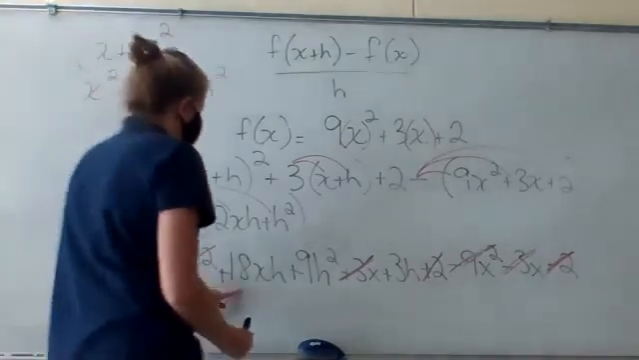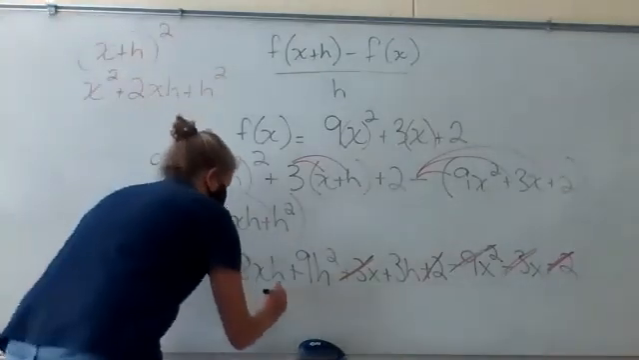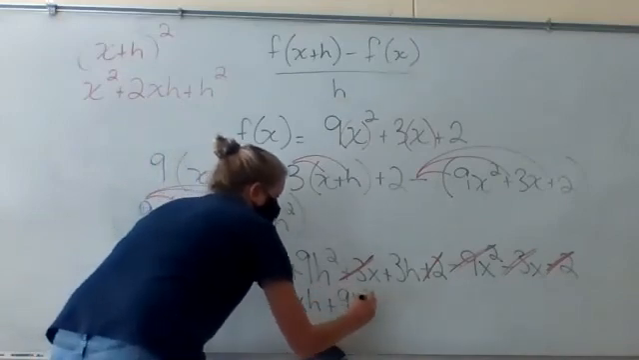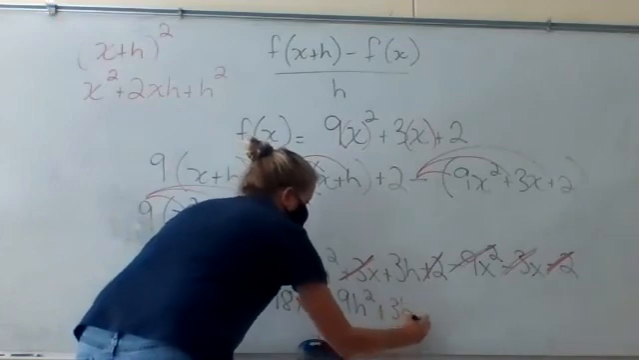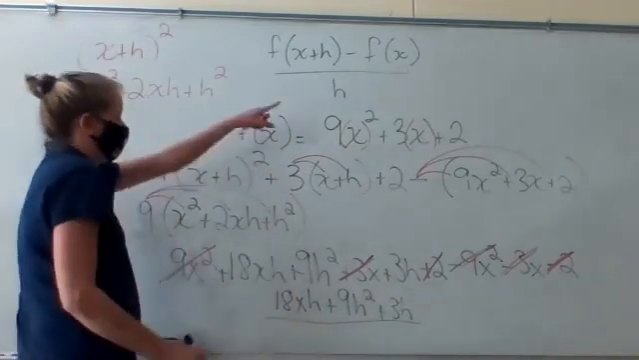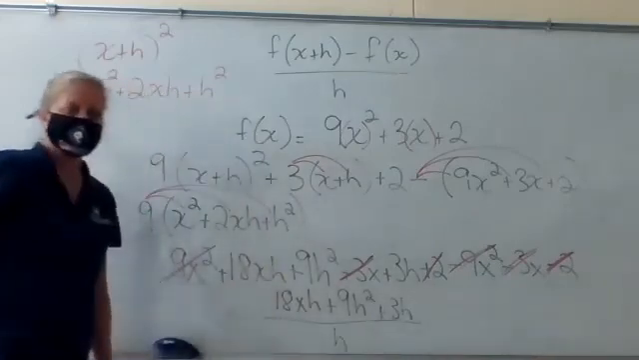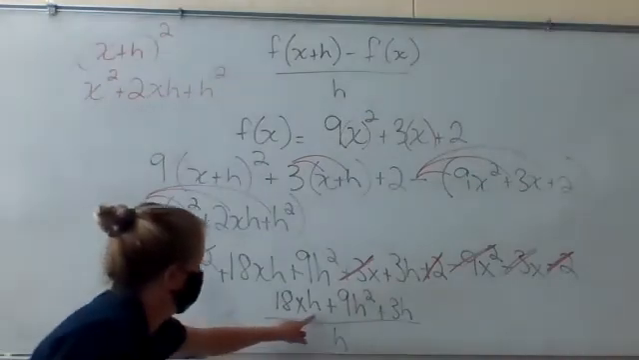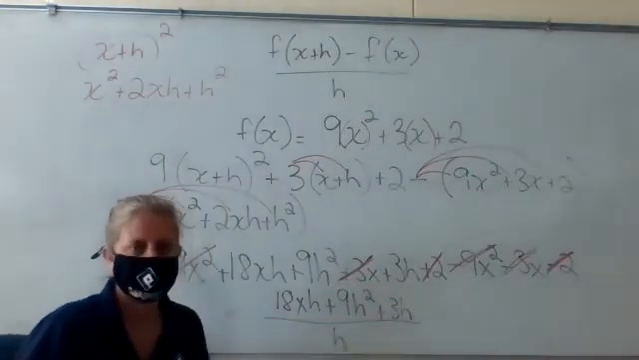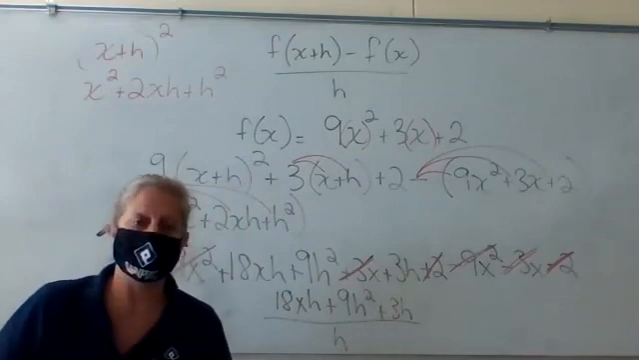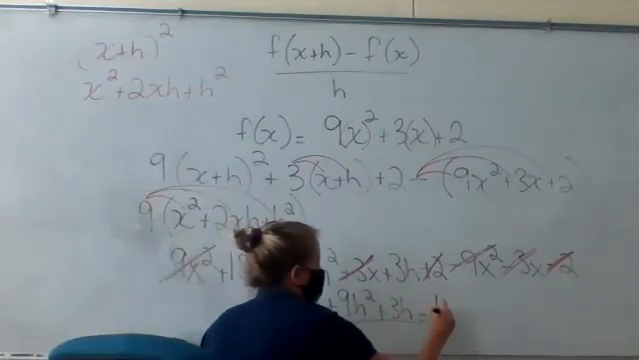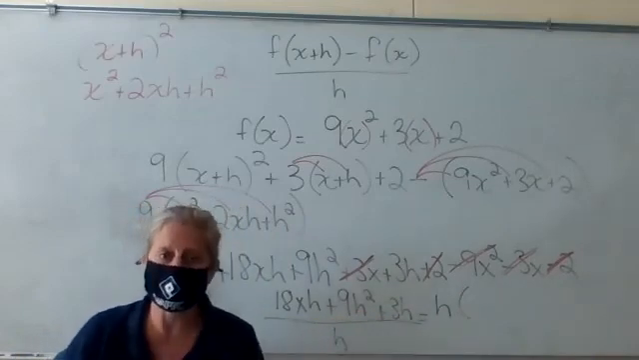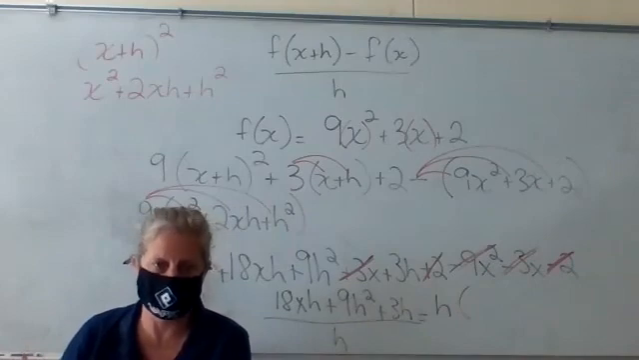So let's see what is left. I still have 18xh plus I still have 9h squared plus I still have 3h. And now remember, what is the denominator of this difference quotient? It is h. So here's how I'm going to simplify this. All 3 of these terms have an h in them. So I'm going to pull that h out. I'm going to do it a little different than we did on that day. They all have an h. So I'm going to pull the h out and put what's left in parentheses. H is a common factor that I can pull out of all of those.